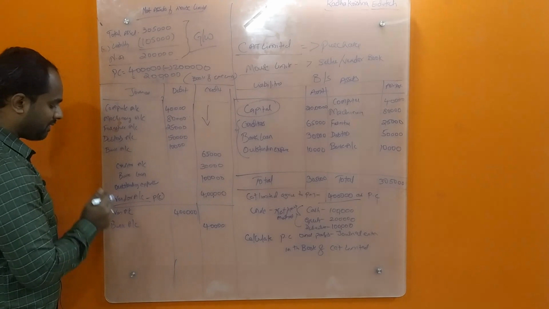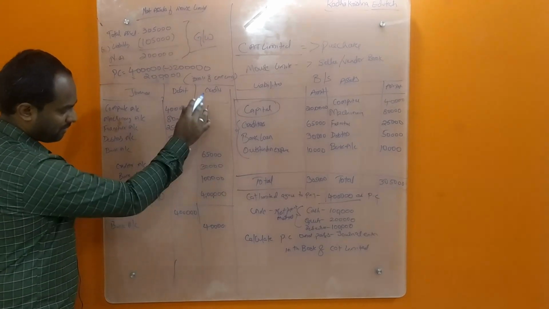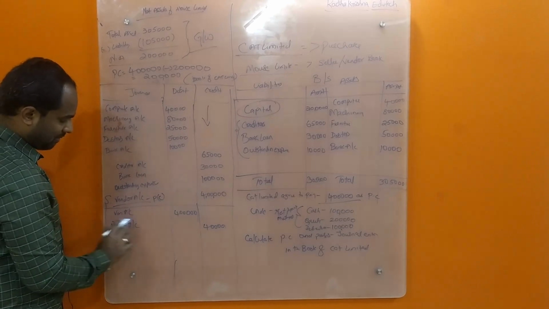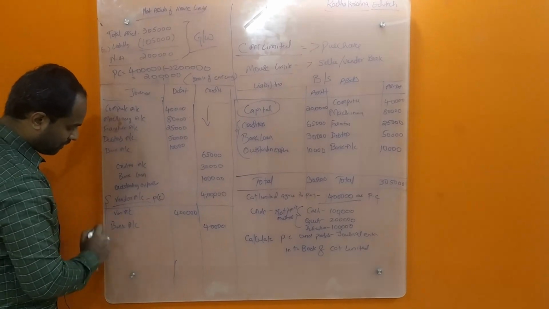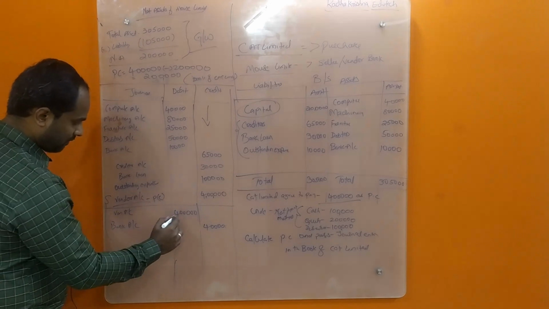See, this is a simple example. When your liability is increasing, you credit. When your liability is decreasing, you debit, because it is going out. So how is it going through? It's going through your bank account. You are paying that 4 lakh liability, right?